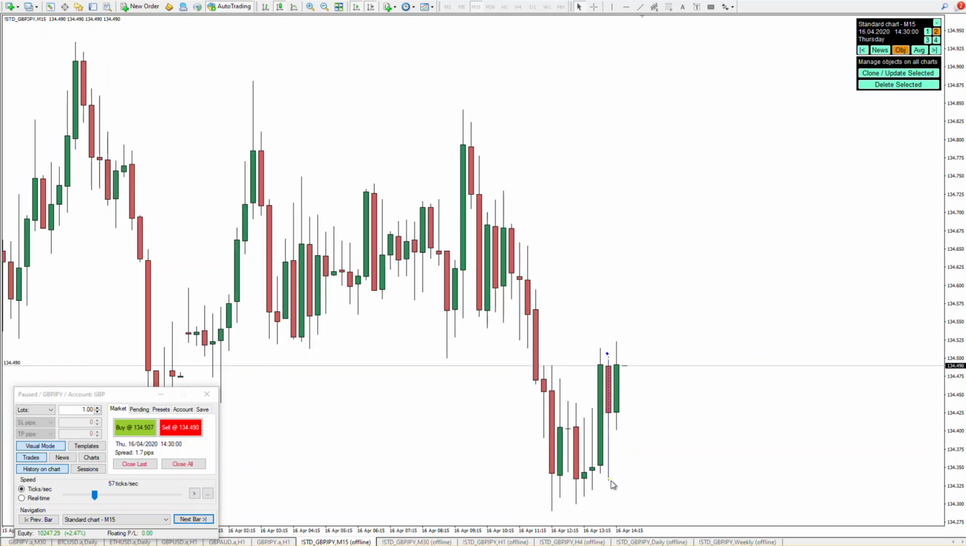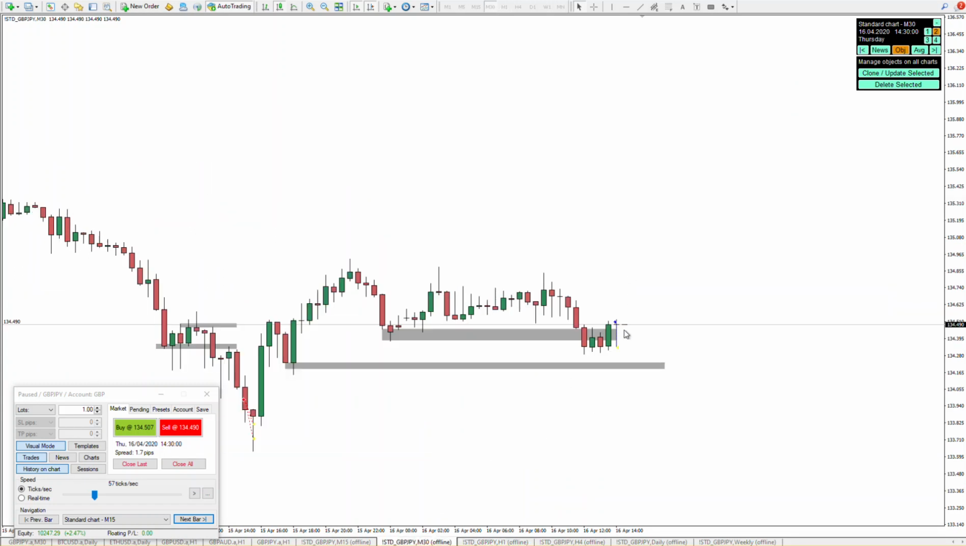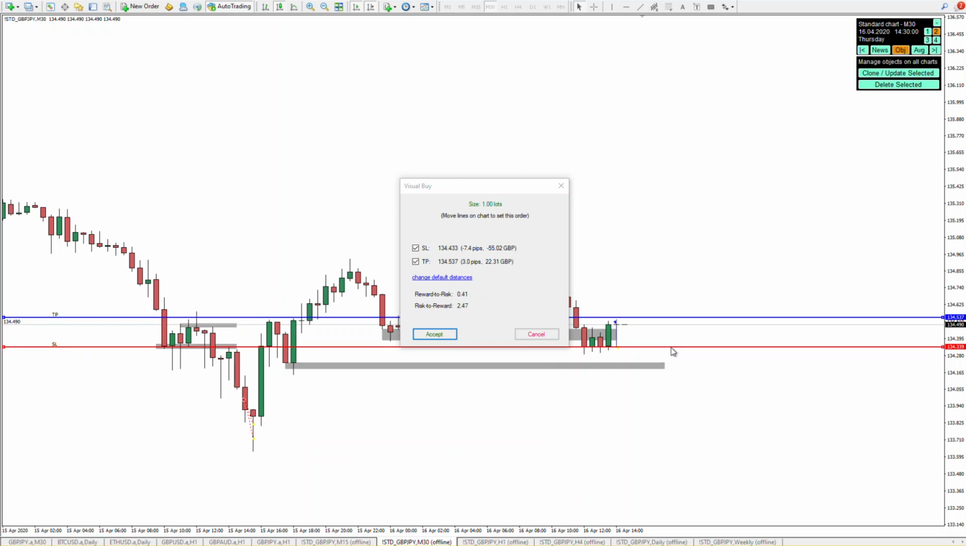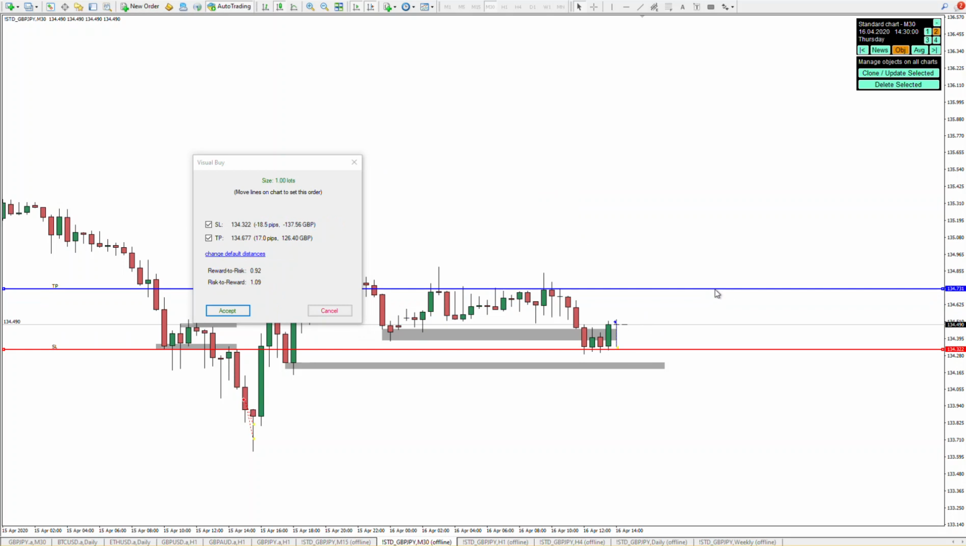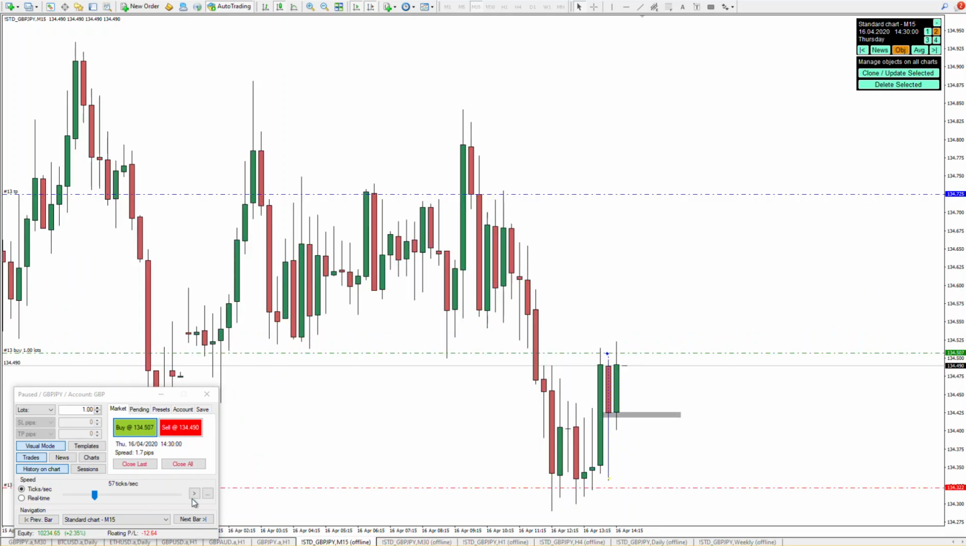M30, we got this rejection on M15. We got support formed on M15, probably. H1 did not close yet. M30 closed strong bullish, so let me try again. Stop below the wick, TP there, which gives 1-to-1. Accept. Let's manage risk on M15. Let's go.